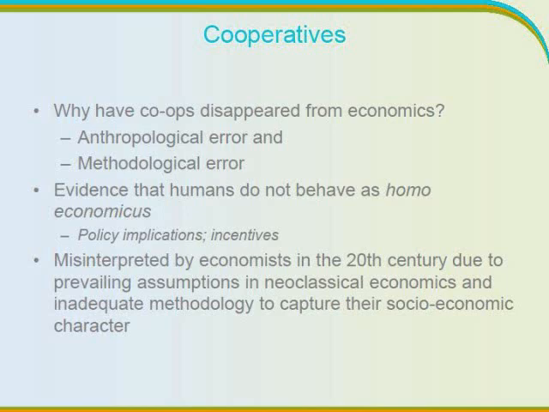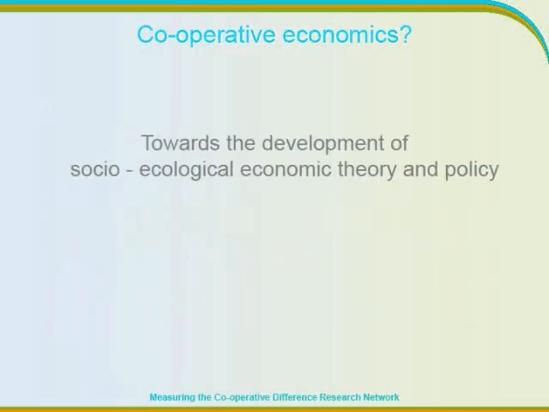And the second, the methodology part, economists have misinterpreted cooperatives due to the prevailing assumptions in neoclassical economics and inadequate methodology to capture their socioeconomic character. And the whole thing started with a 1958 paper, or actually a PhD thesis by Benjamin Ward. And we've had 50 years of pretty much work in econometrics proving that those hypotheses are wrong. So where are we now? Cooperative economics.